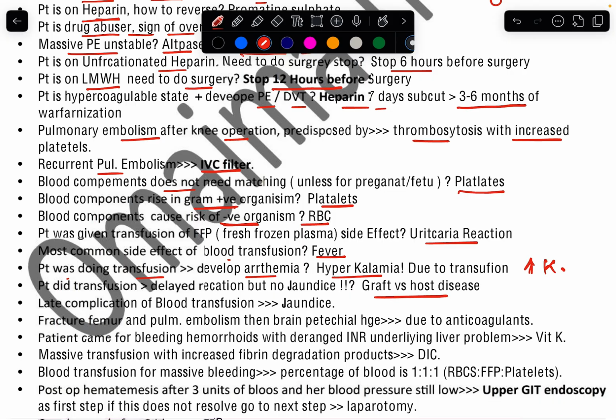So this is graft versus host, in immunocompromised patients and all that. Late complication of blood transfusion is jaundice, at 2 to 3 months. Fracture femur and pulmonary embolism. Fracture femur, pulmonary embolism, petechial hemorrhage in the brain.